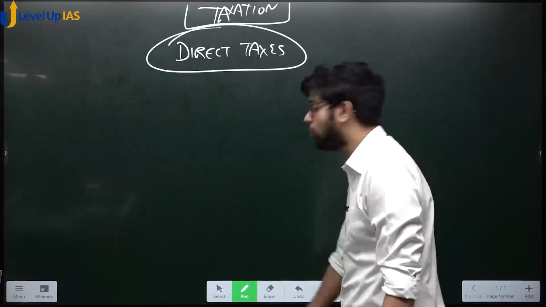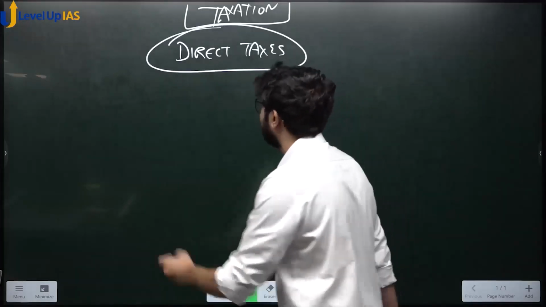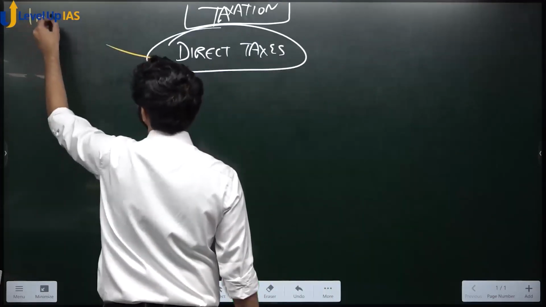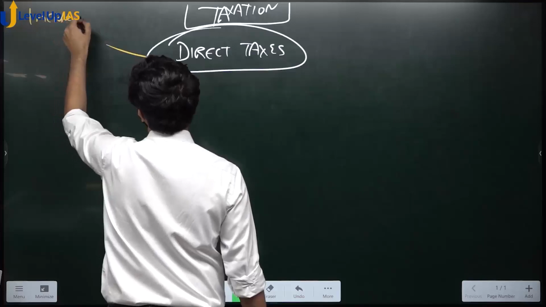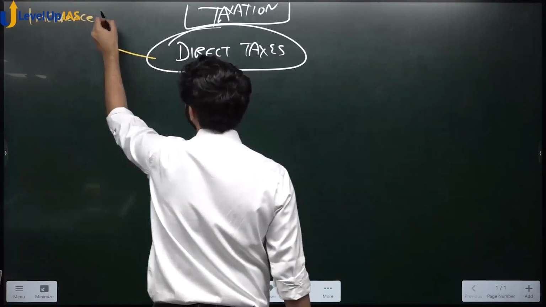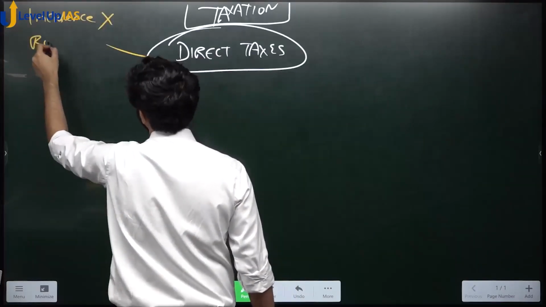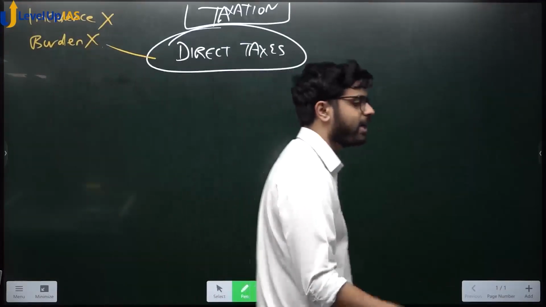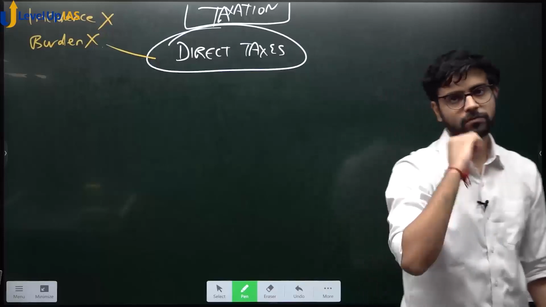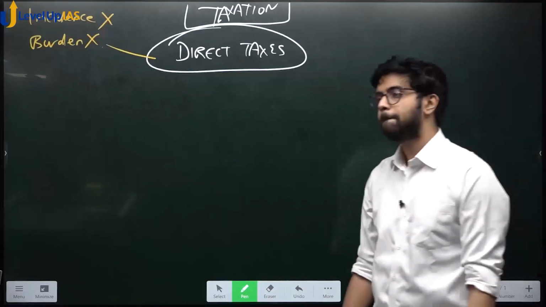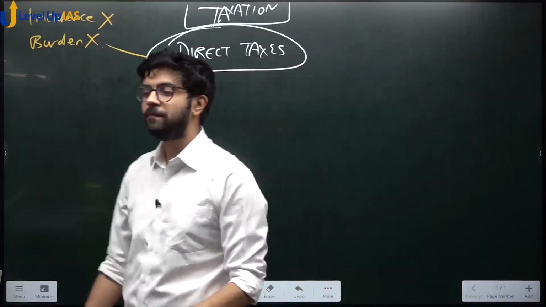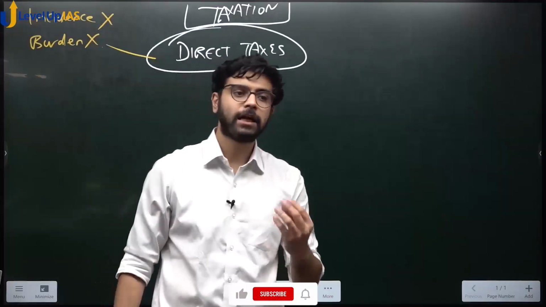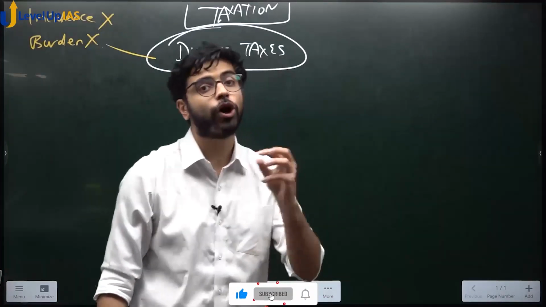Direct taxes, why are they called direct taxes? Because incidence and burden cannot be shifted. Can incidence be shifted? See, incidence can never be shifted, even in indirect taxes. Incidence cannot be shifted, burden cannot be shifted. They are called direct taxes. They are taxes directly on you. Now always remember one thing, direct taxes are taxes on what you earn.